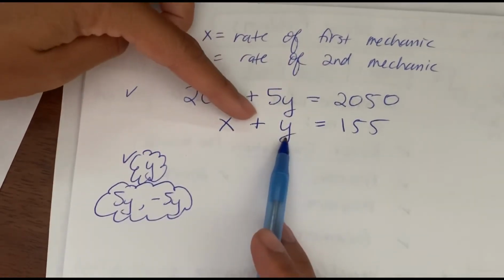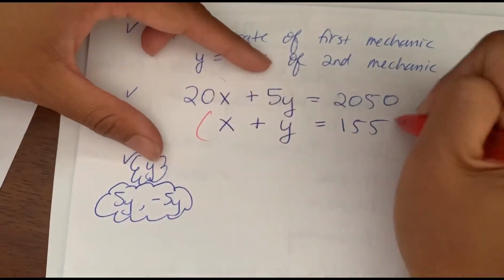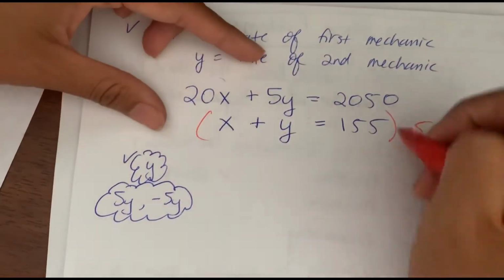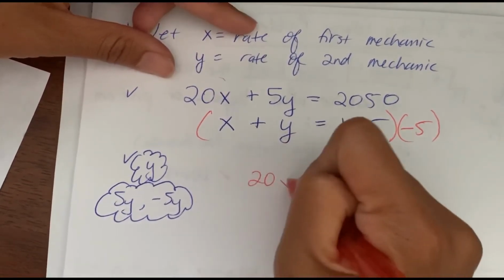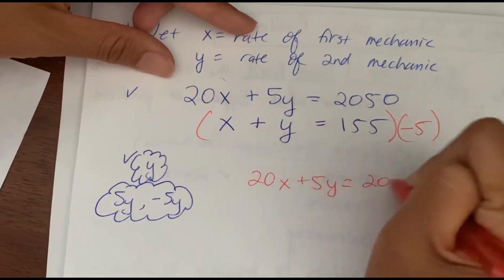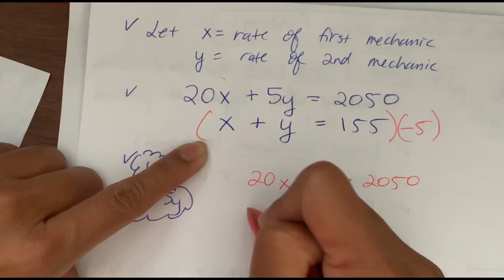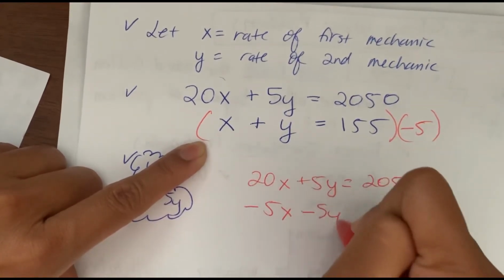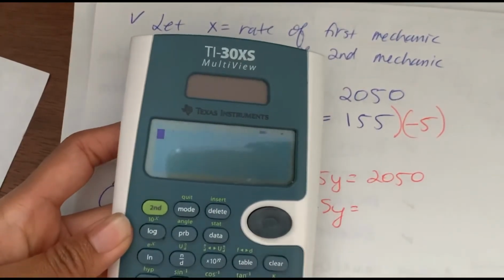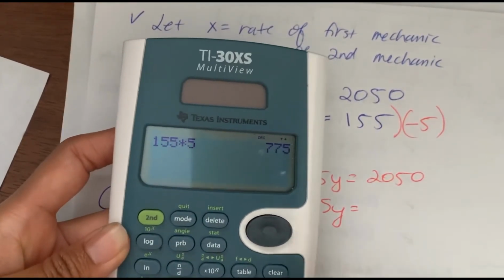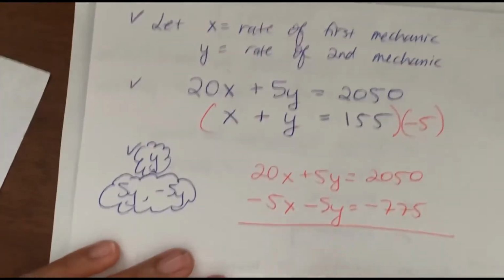Well, how do I make this into a negative 5y? Then I have to multiply this bottom by negative 5, right? So the top part stays the same: 20x plus 5y equals 2050. The bottom part I multiply by negative 5. Whatever you do to one side, you got to do to both sides. So I get negative 5x minus 5y is equal to, what is 155 times negative 5? No shame in the game of using a calculator. I get negative 775. Okay, so now they're opposites of each other.